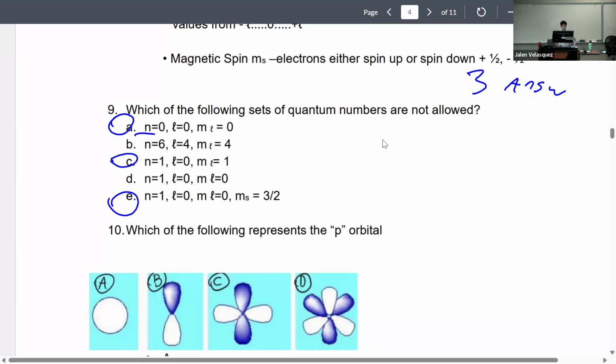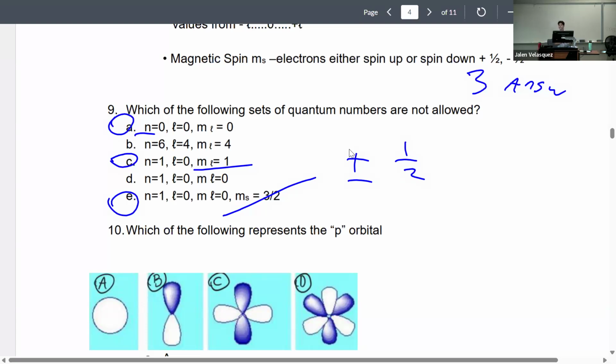Good. So A is not right because n cannot be 0, right? Look at C. So what's wrong with C? The m_l, right? If the m_l is from negative l to positive l, positive 1 is not a possibility, right? Because 0 is just 0, right? And for E, what's wrong there? The spin, right? 3/2, not right. It's got to be either plus or minus 1/2, right?